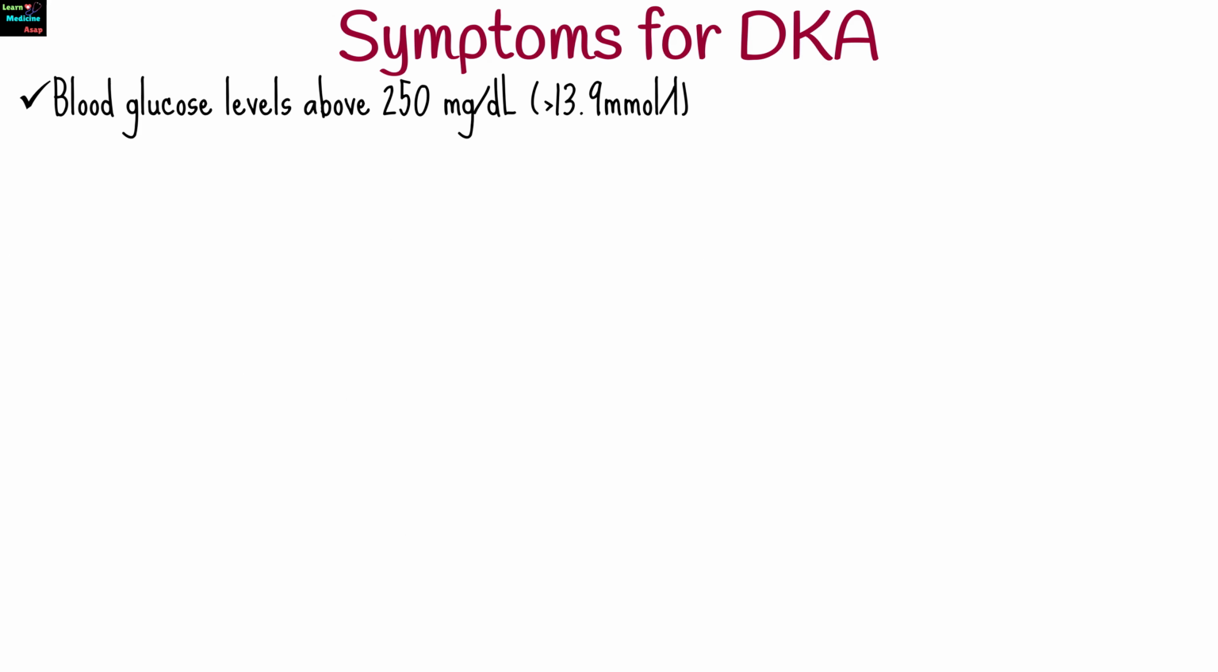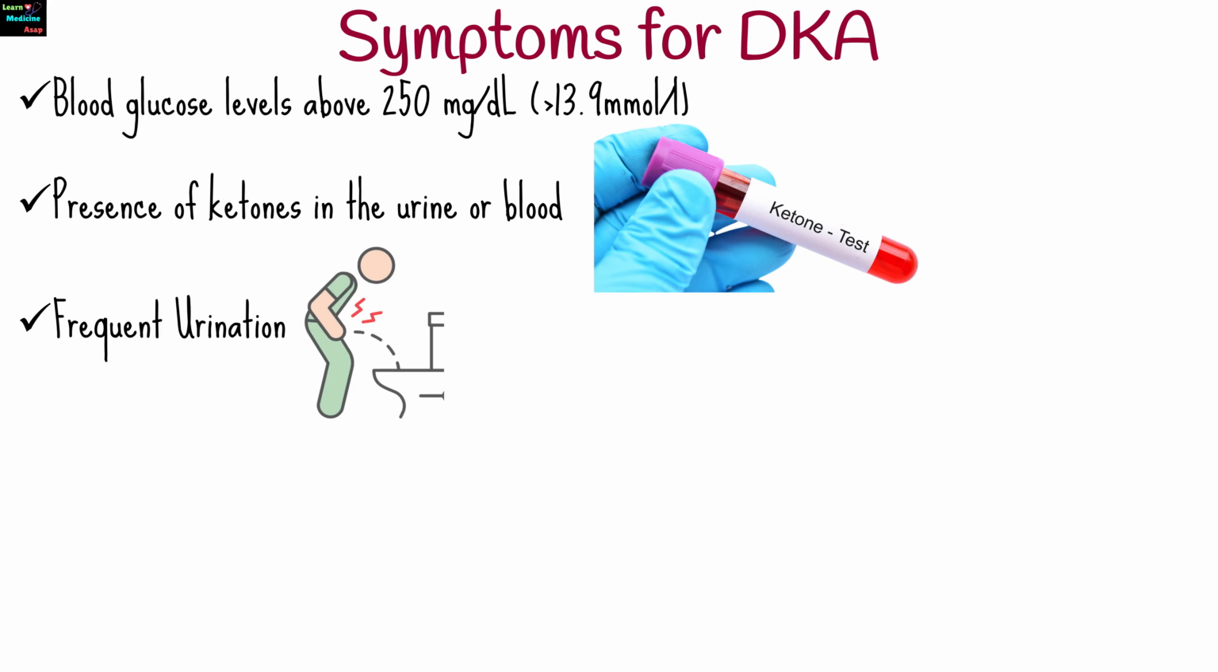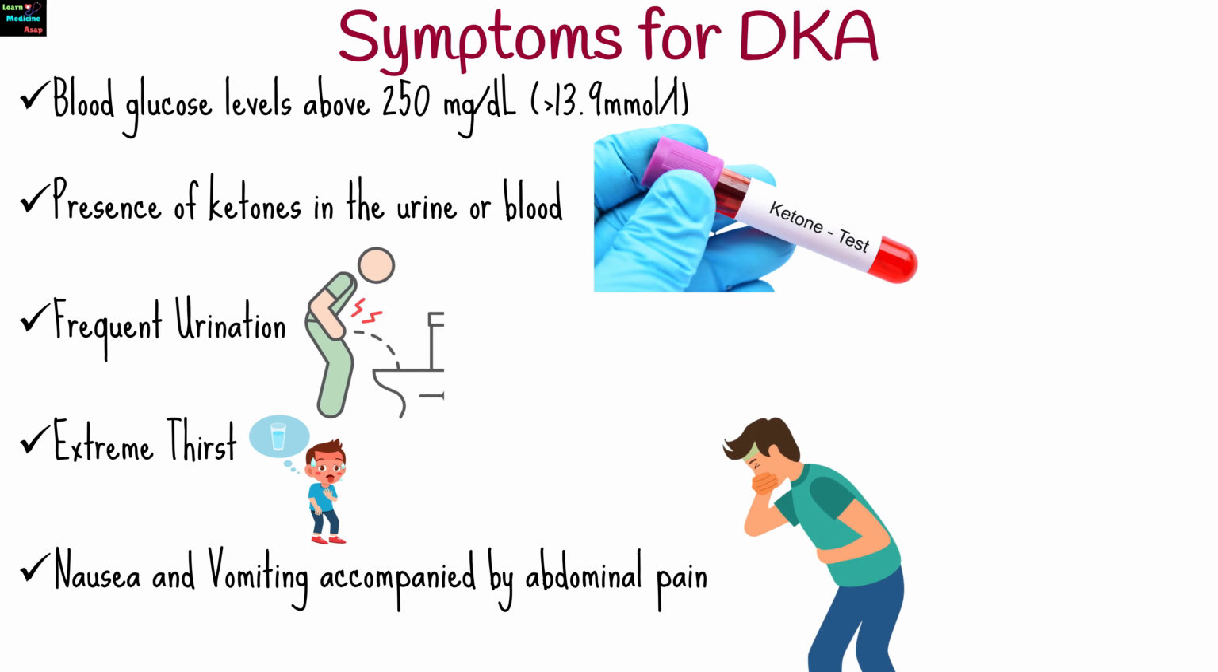The symptoms of DKA can develop rapidly, often within 24 hours, and include high blood glucose levels above 250 milligrams per deciliter. Presence of ketones in the urine or blood. Frequent urination due to high blood sugar levels. Extreme thirst due to dehydration caused by frequent urination. Nausea and vomiting often accompanied by abdominal pain.